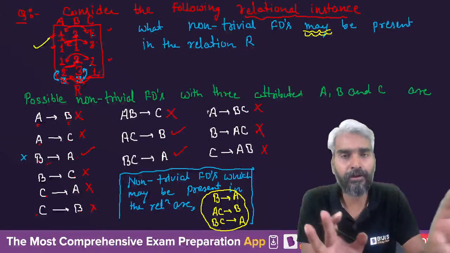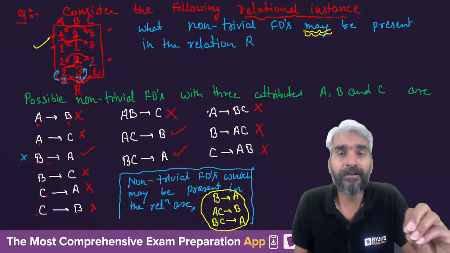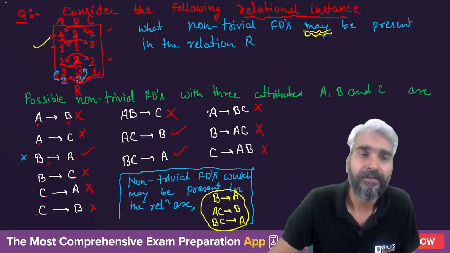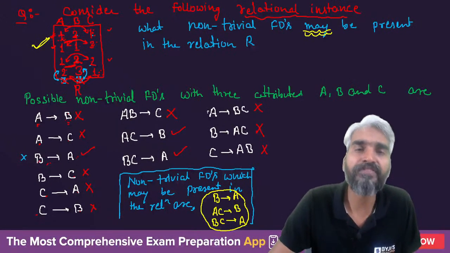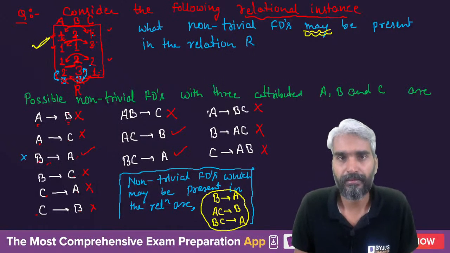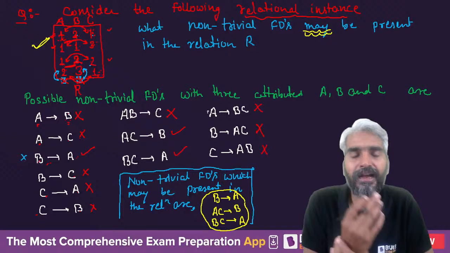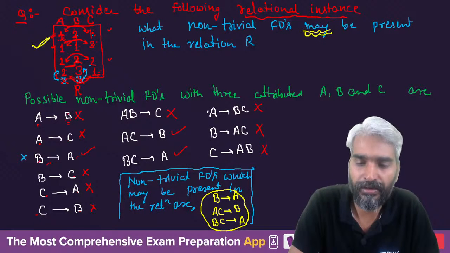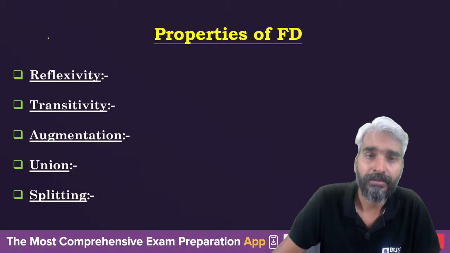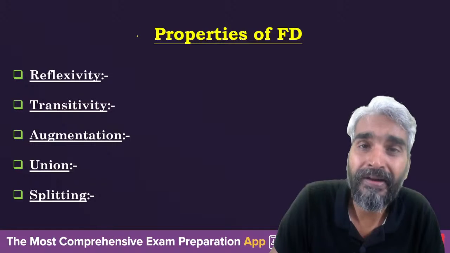All other non-trivial FDs will definitely not exist if the relational instance is of this particular type. Clear? So that's just the normal idea of defining the non-trivial FDs for a relation. Now let's move further. Now we are coming to the topic of properties of FD.